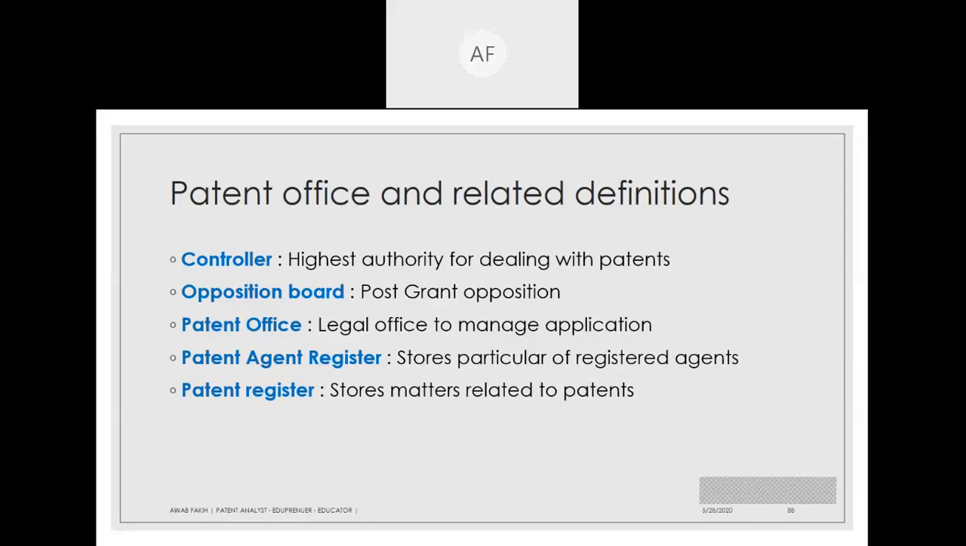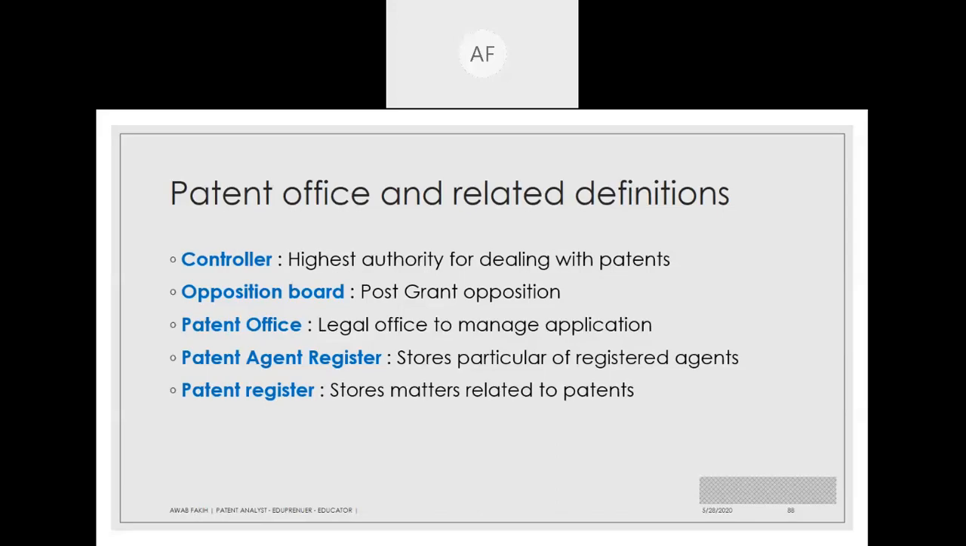The patent office is situated in four different parts of India. One is Delhi, North India. Kolkata, East India. Mumbai, West India. Chennai, South India. So these are the four different parts of India. Now the head office is here in the Mumbai patent office.